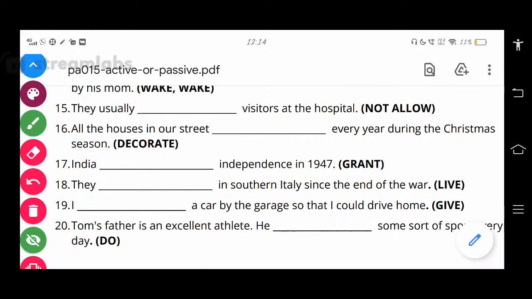Okay, right? Let's see the 18th example. The dash in southern Italy since the end of the world.